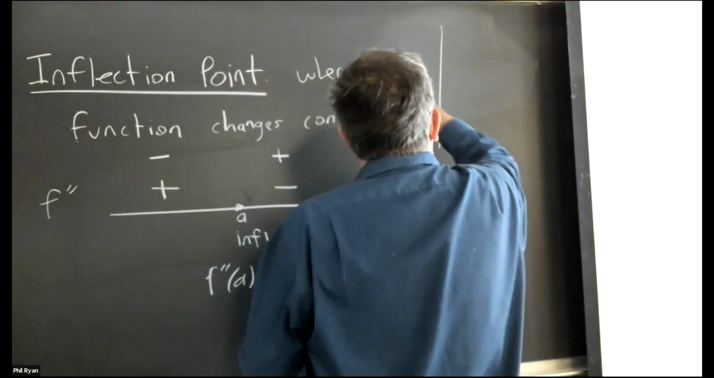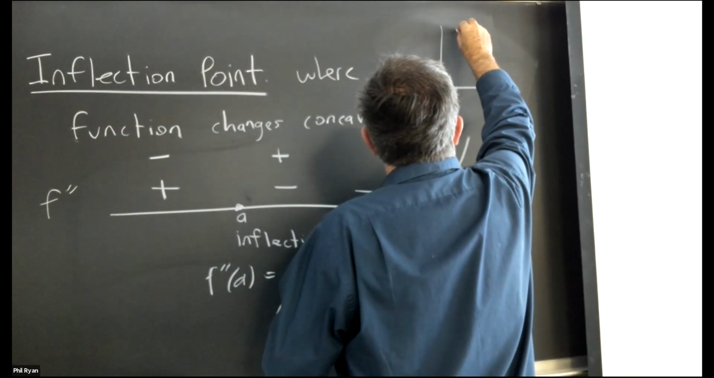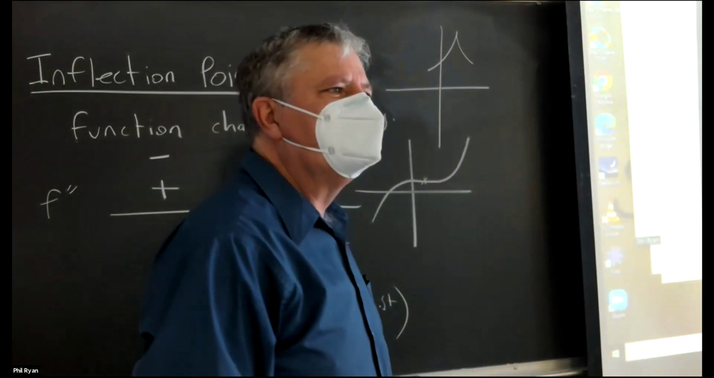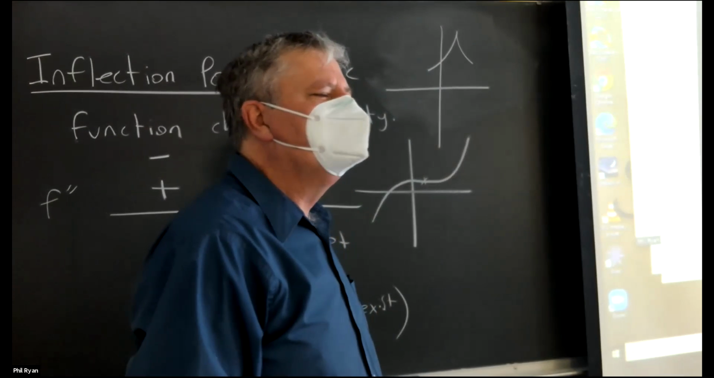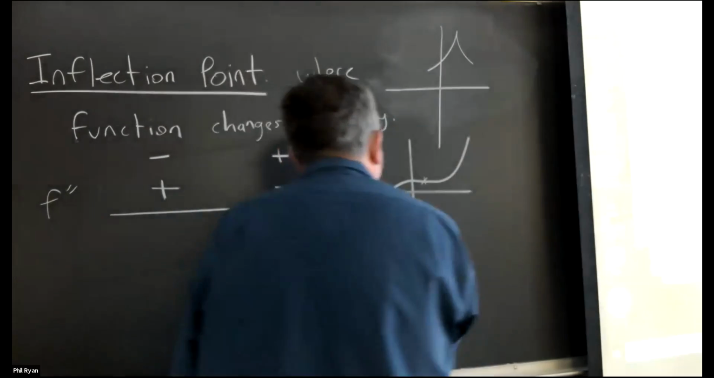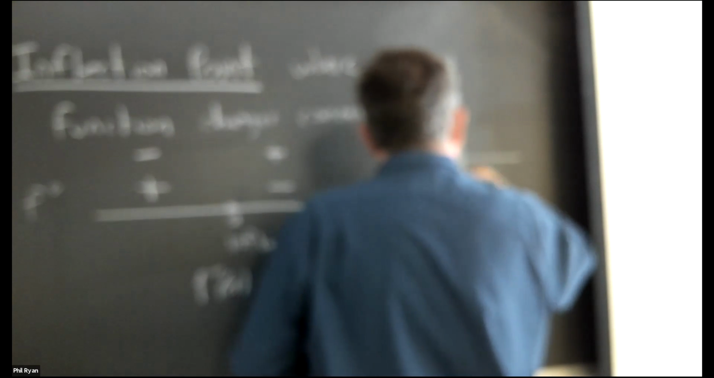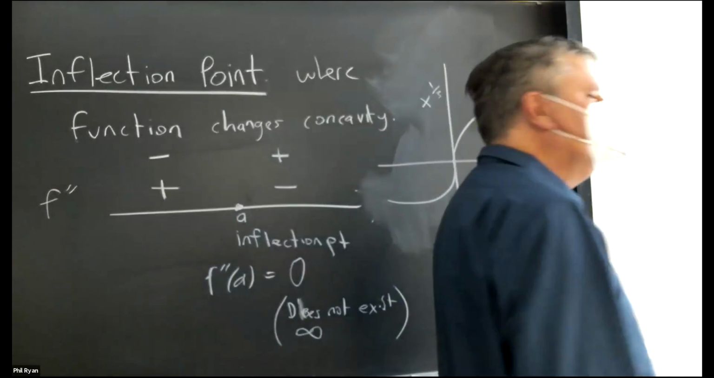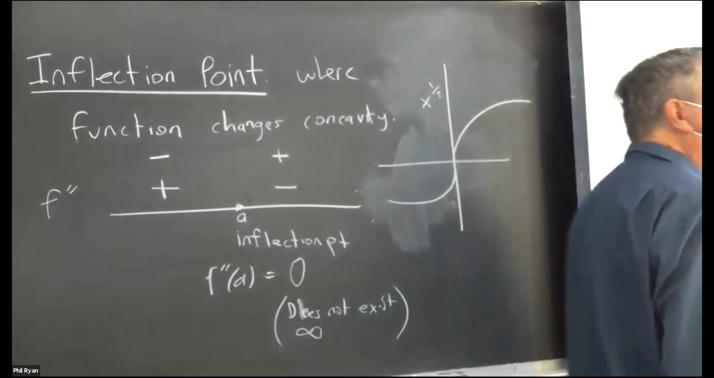So maybe I want it to. Trouble is, with a cusp like this, both sides are... That's not an inflection point, right? But I'm pretty sure... Oh, yes, I know. Something like x to the 1/3 or something like that would have an infinite second derivative.